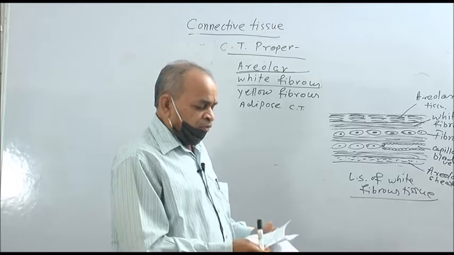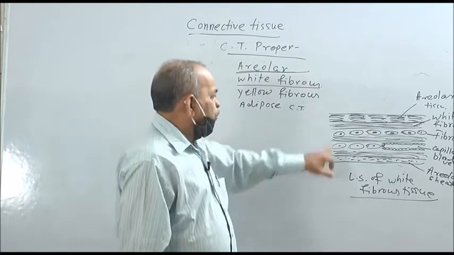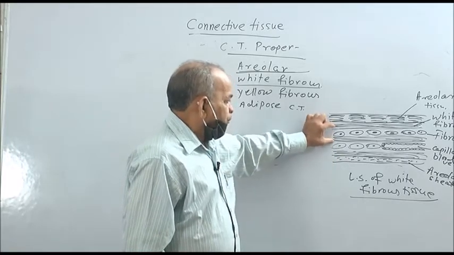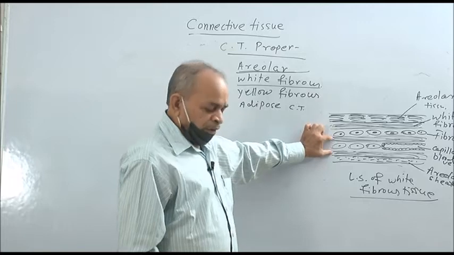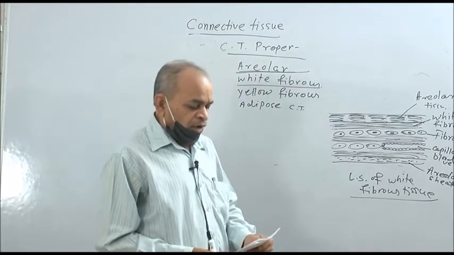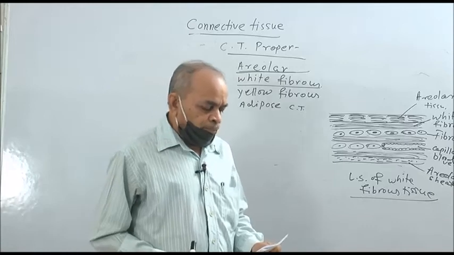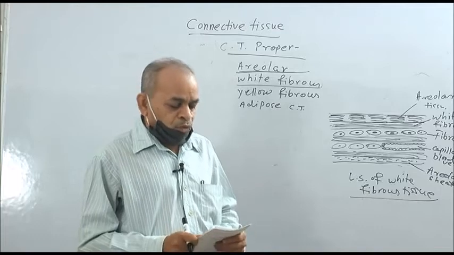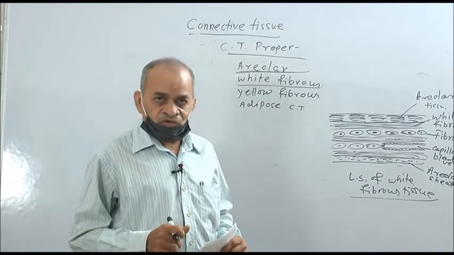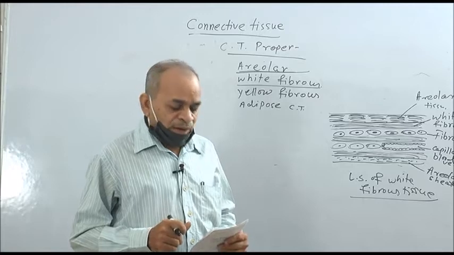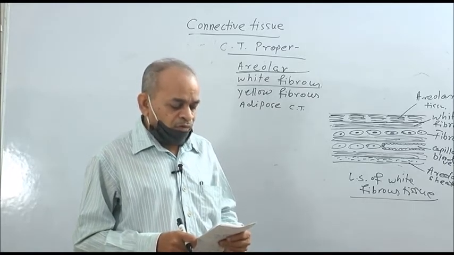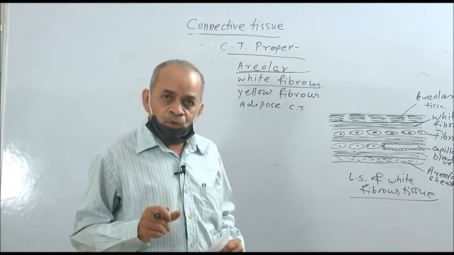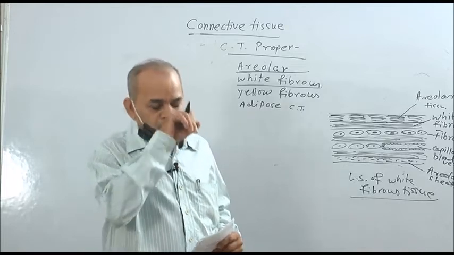The fibroblasts remain squeezed between these bundles. You can see these are the fibroblasts. So, they remain squeezed within the white fiber bundles. For example, this tissue occurs in tendons, which are inelastic cords, and connect the muscles to the connective tissue sheath of the bone. So, they connect the muscles with the bone.